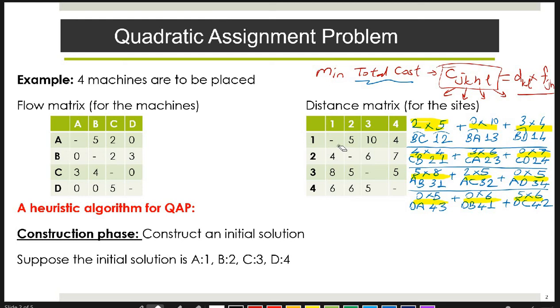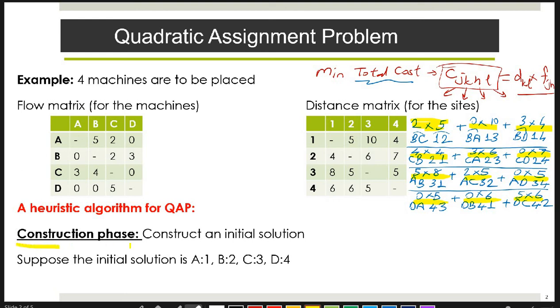Now we are going to solve this example using a heuristic solution. Remember previously we solved the uncapacitated facility location problem with a greedy heuristic. This time we will be using a so-called improvement type heuristic. First we will find an initial solution and we will try to improve that solution. Okay, how can we do it?